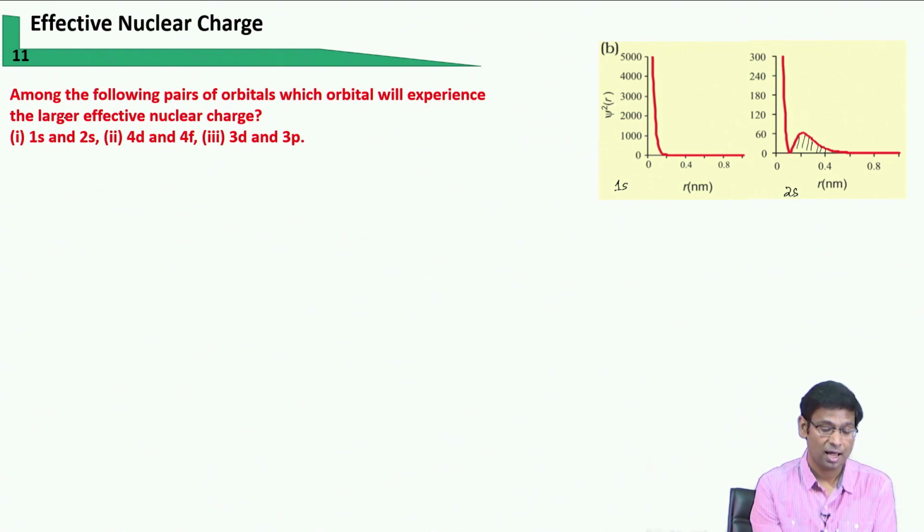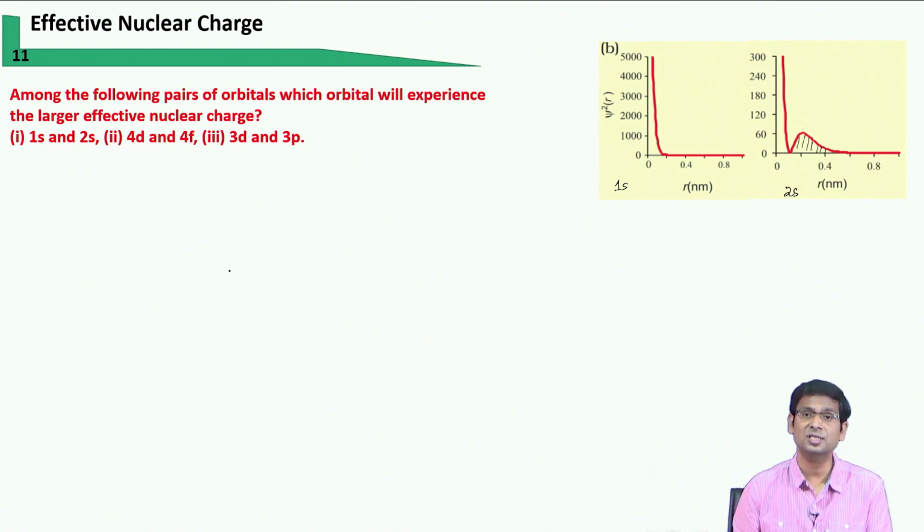Now, this question asks, among the following pairs of orbitals, which orbital will experience the larger effective nuclear charge? What is effective nuclear charge? We have the nucleus, which has protons, and that provides a positive charge environment at the center, and this positive charge holds together the electrons around it. Now, if you add more and more electrons to a fixed amount of positive charge, the electrons will start experiencing less of this nuclear charge, because there are many electrons competing with each other for the same source of positive charge.